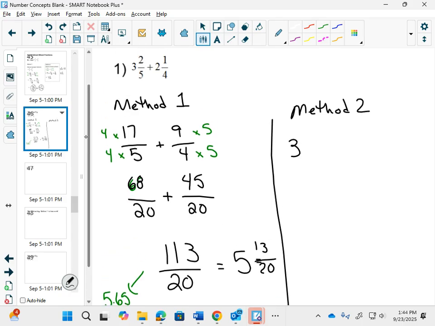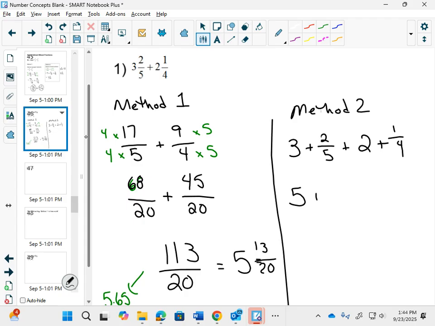Method 2, go up so I can see the numbers. I have 3 plus 2/5. I can even cheat and write the 2/5 here. 3 plus 2/5. And then I'm going to add 2 plus 1/4. So the 3 and the 2, that's easy, that's 5.